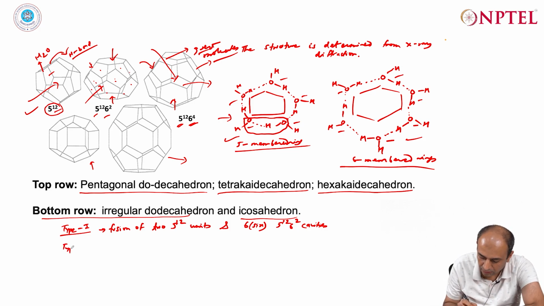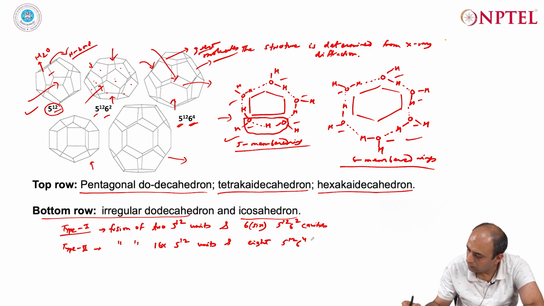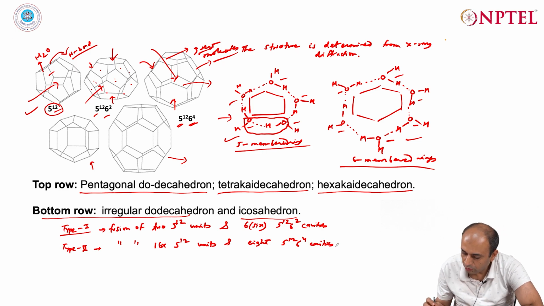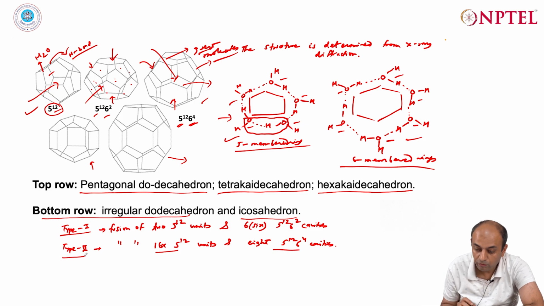The second one is a type 2 structure, which is a fusion of 16 512 units, 16 such number, and 8 512-6-4 cavities. So now you have a fusion of 16 such 512 units and 8 such 512-6-4 units, and these are the 2 fundamental structure types which have been observed.